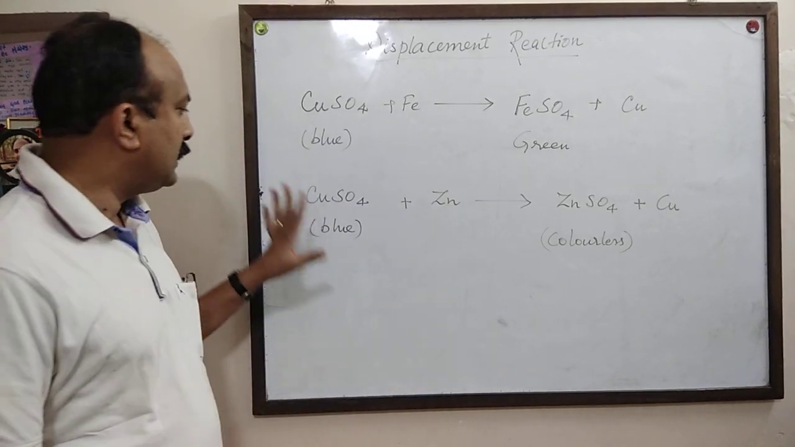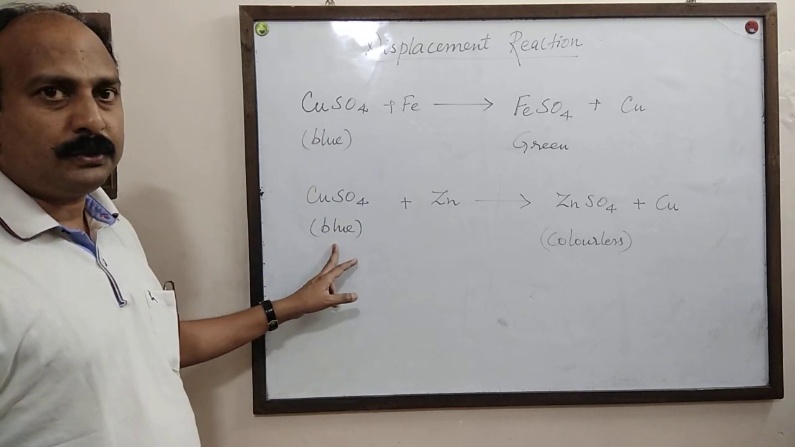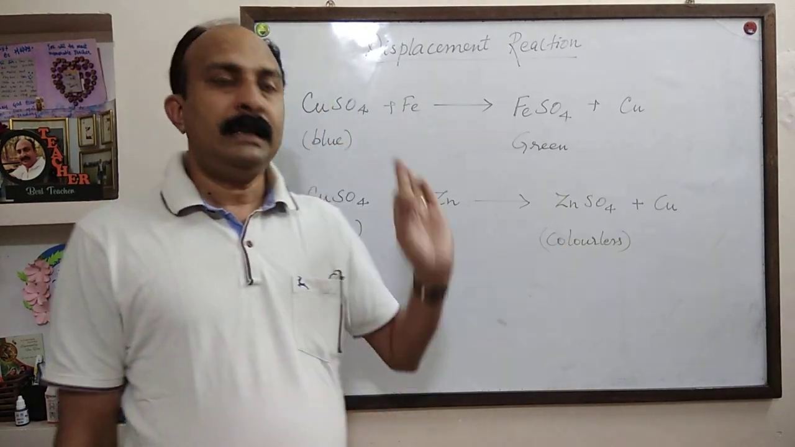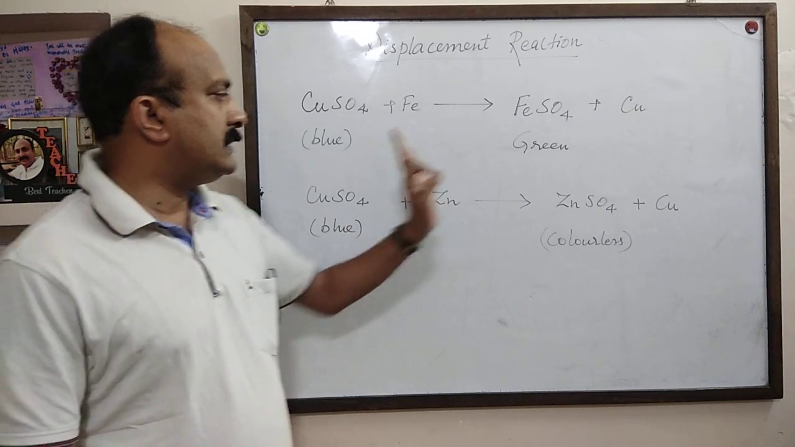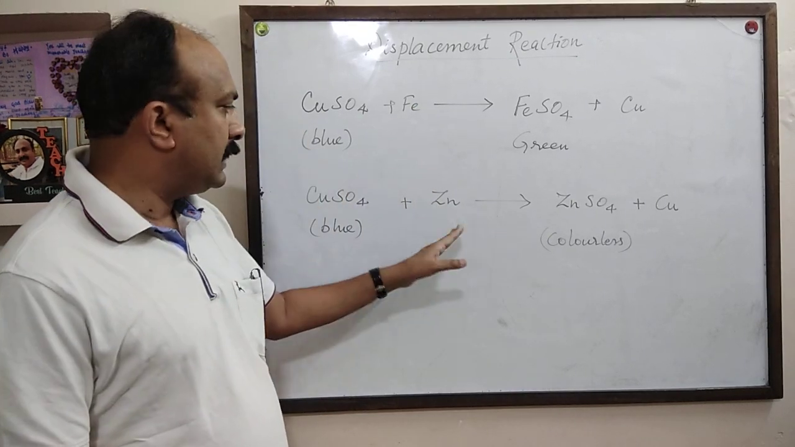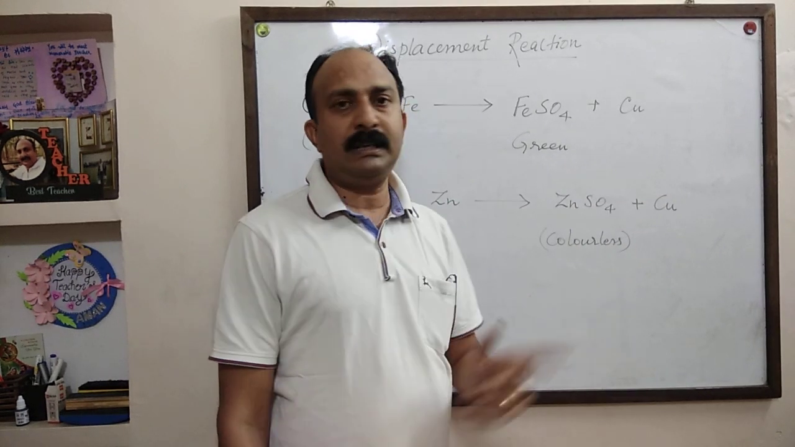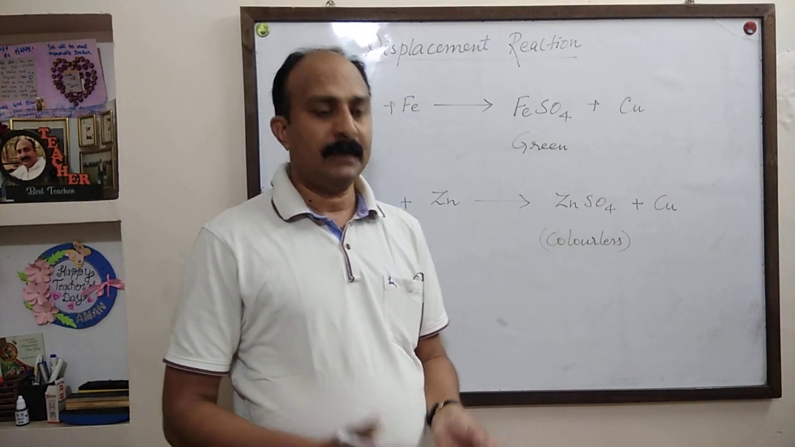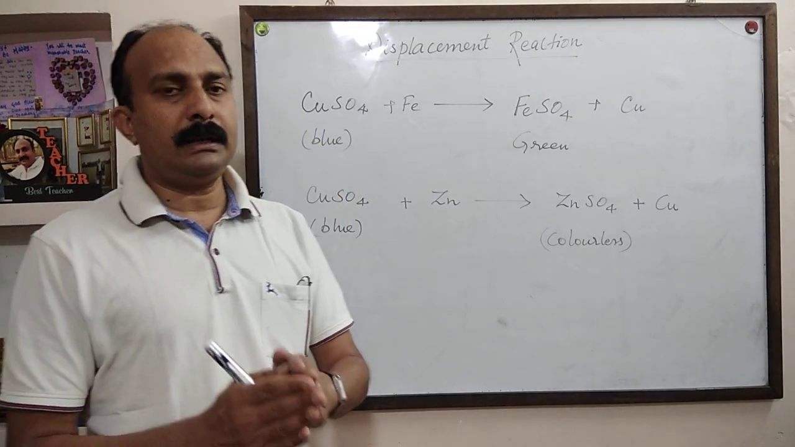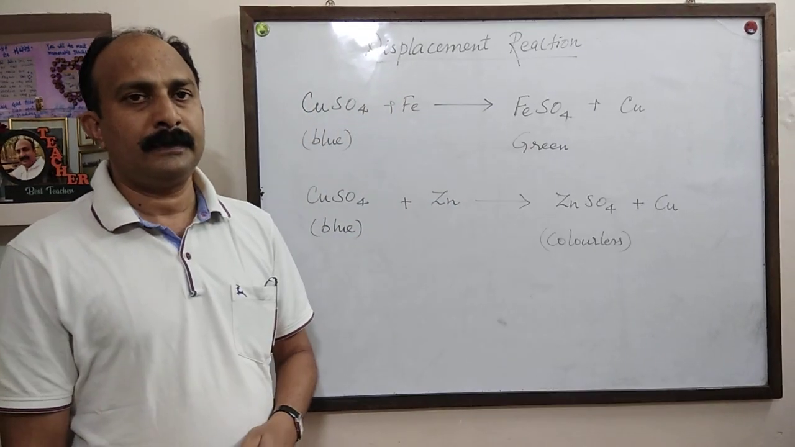So I repeat, when you put a zinc strip in the same copper sulfate solution, after some time the solution will become colorless. Reason, it is no more copper sulfate now, but it is zinc sulfate, and zinc being more reactive than copper can displace copper from copper sulfate solution. Now the solution, zinc sulfate, is colorless. So this is called displacement reaction. A more reactive metal can displace a less reactive metal from its salt solution.